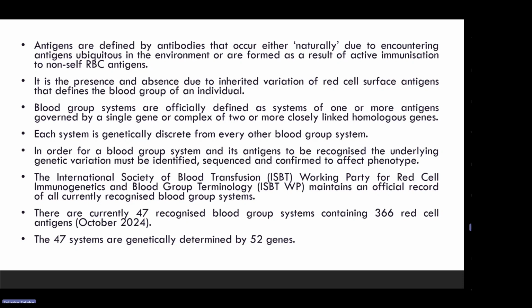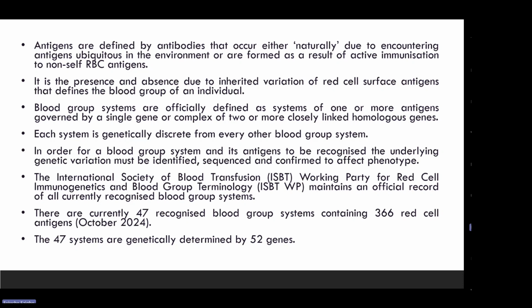So blood groups are officially defined as systems of one or more antigens governed by a single gene or a complex of two or more closely linked homologous genes, and each system is genetically discrete from every other blood group system. Each of the blood group systems is genetically different from the other. In order for a blood group system and its antigen to be recognized, the underlying genetic variation must be identified, sequenced, and confirmed to affect phenotype.